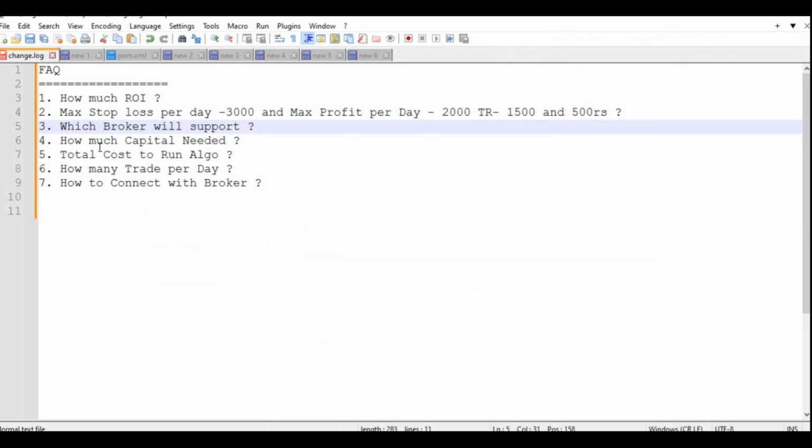And how much capital do you need? I mentioned 50,000 is the minimum capital to run this trade, but I recommend 1 lakh capital. I have clearly mentioned that.